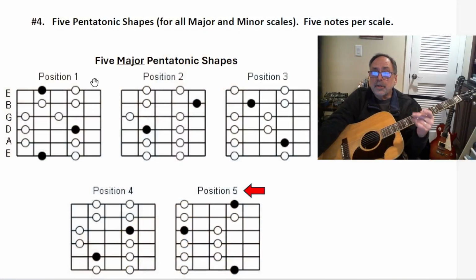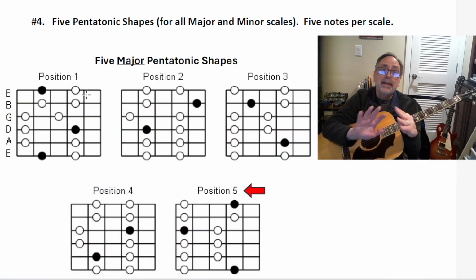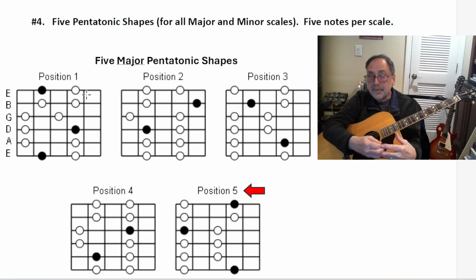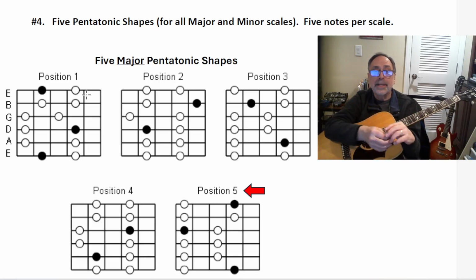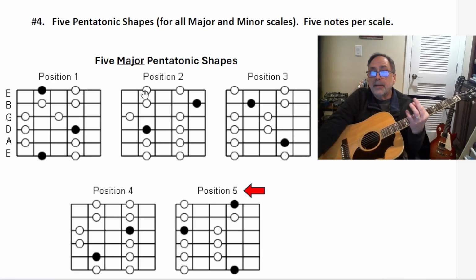We're going to start with the majors first, because everything in music comes from the major scales. The minor scales come from the major scale. The modes, which we'll talk about later on, come from the major scales. So for the pentatonic scale, there are 5 shapes. These shapes are movable. You could use these shapes for any key. But don't let all these little dots overwhelm you.